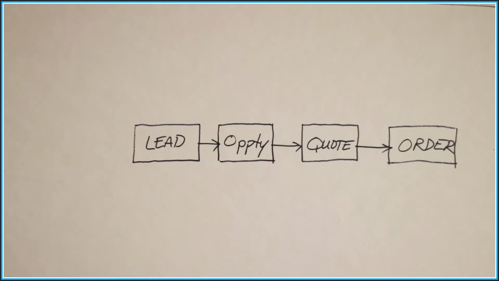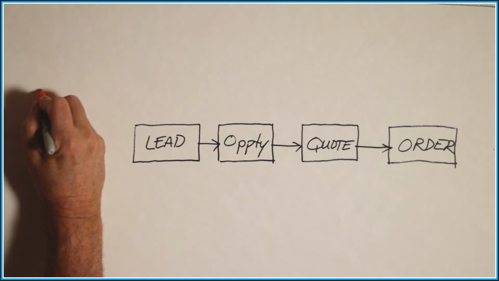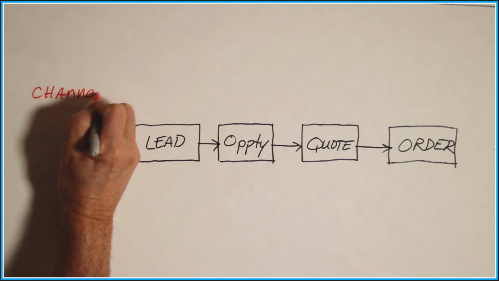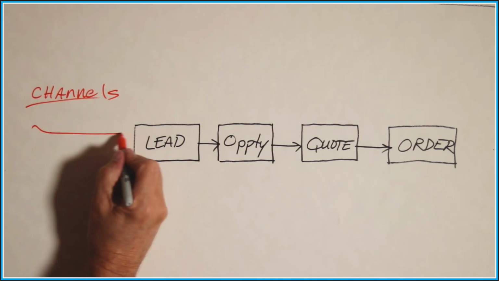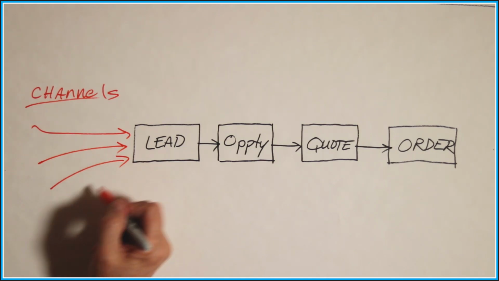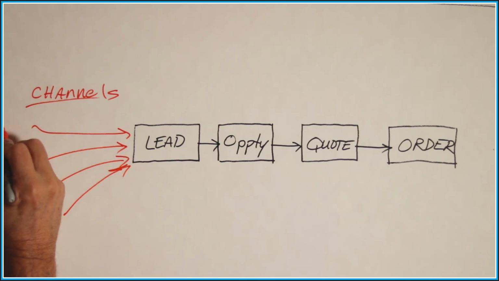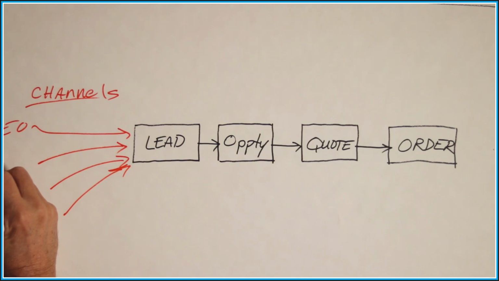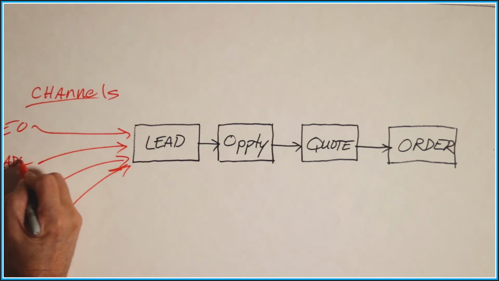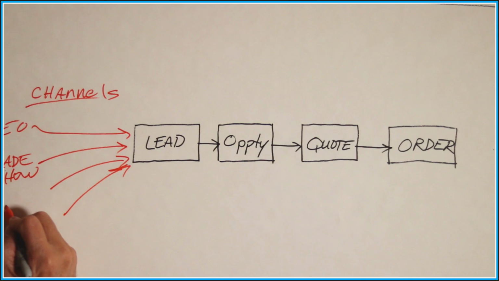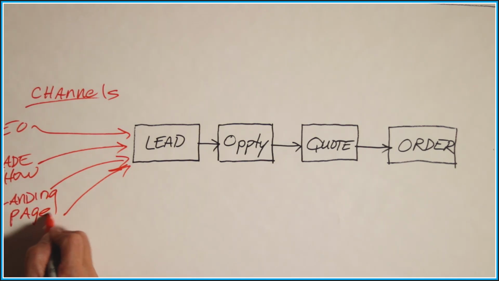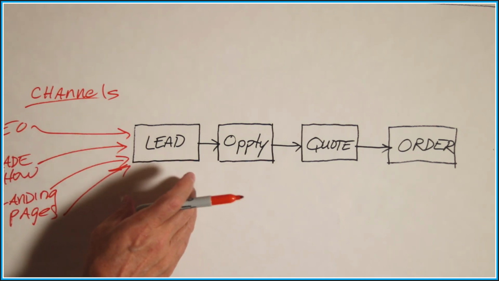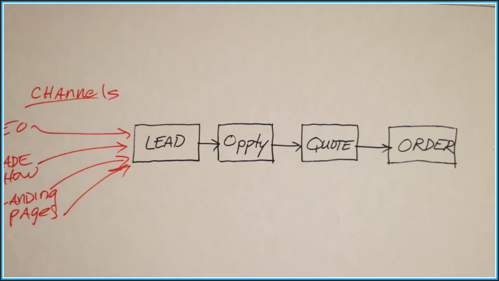Okay, so coming into the lead are the different marketing channels that you might be using to drive leads. So these channels are various. They can be digital, they could be the old school analog ones, but they're things like SEO, trade shows, landing pages, just all the different things that you spend marketing dollars on that you're trying to generate leads that then will be handled by your sales team.